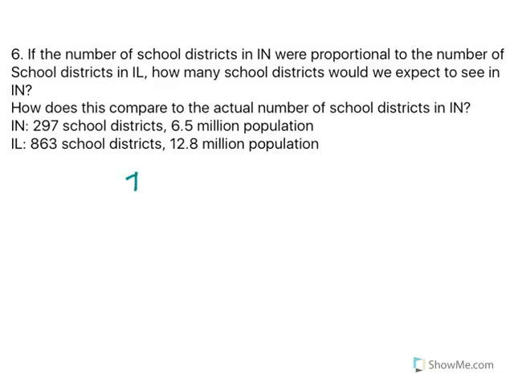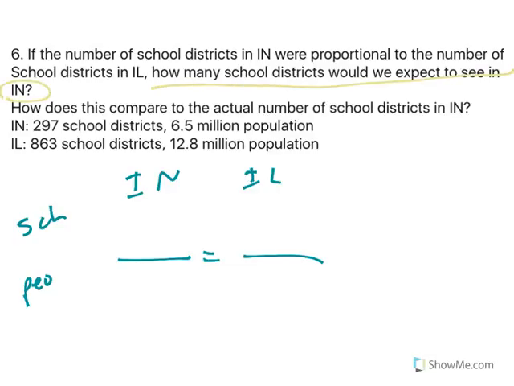Now we're comparing Indiana to Illinois in terms of school districts to people. Okay, so how many school districts will we expect to see in Indiana? So now we're saying if Indiana was like Illinois, how many should we have? So do we have enough? Do we need more? What's the difference? So Indiana has 6.5 million people. Illinois has 12.8 million people, and Illinois has 863 districts. So we're going to use that for our comparison.